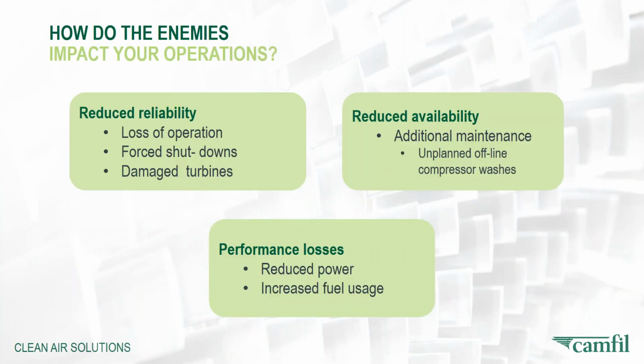So what's the impact of these enemies on your operation? Well, they address 3 primary areas. First of all, it reduces the reliability of your operation. And by reliability, that's anything that's going to result in loss of operation, perhaps a forced shutdown due to a high pressure drop of your inlet system, or worst case would be a damaged turbine.